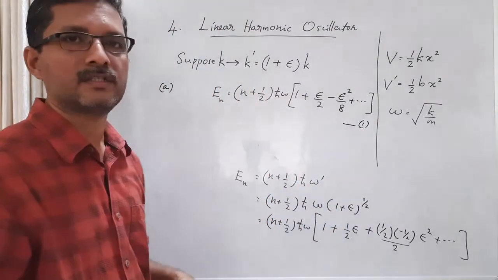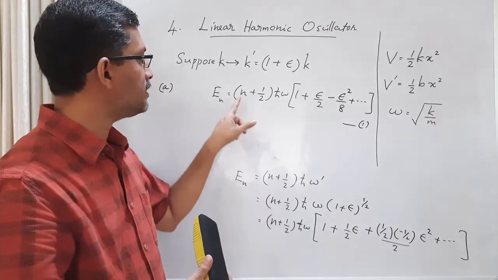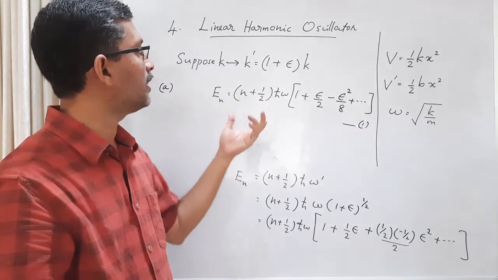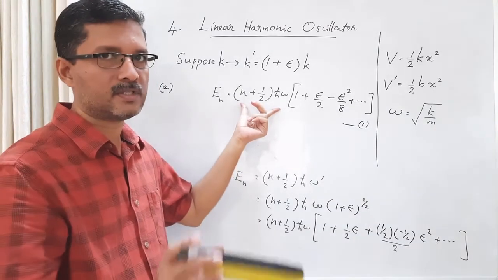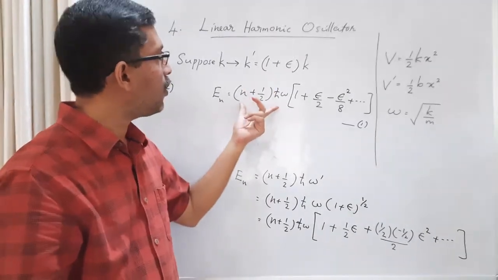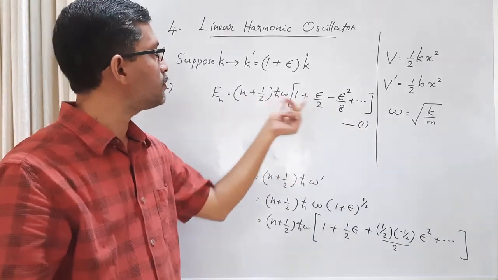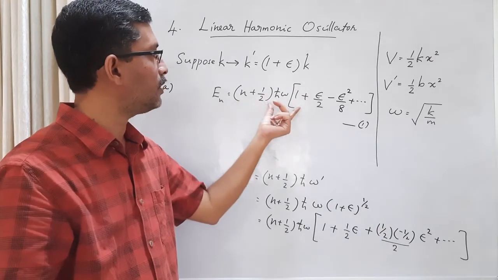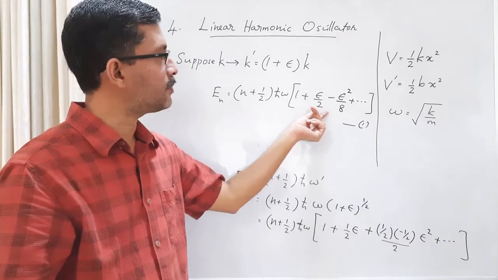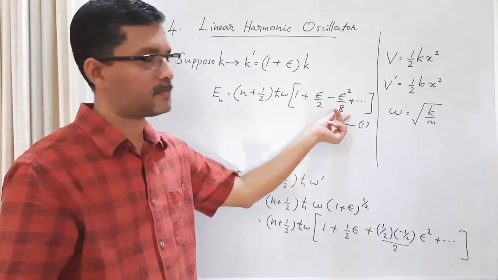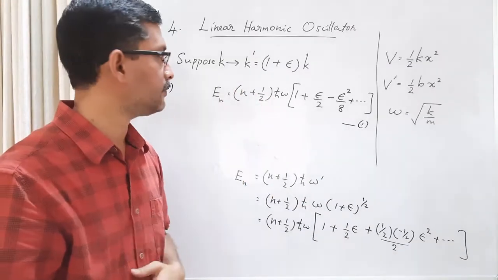These are the exact energy values. So the new energy values will be like this for n equals 0, 1, 2, 3, etc. We know that (n plus half) h cross omega are the old energy values without this change. So the old energy values will be modified like this. If you open this bracket and multiply, you get the old energy values, and this is the first order modification in terms of epsilon. This will be the second order modification in terms of epsilon. Next will be the third order modification, etc. But these are exact energy values.